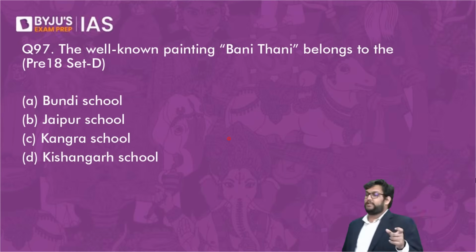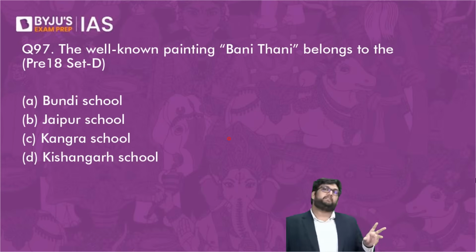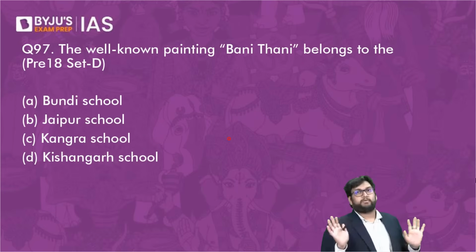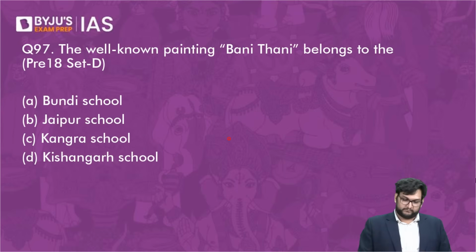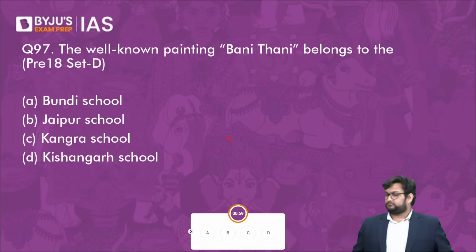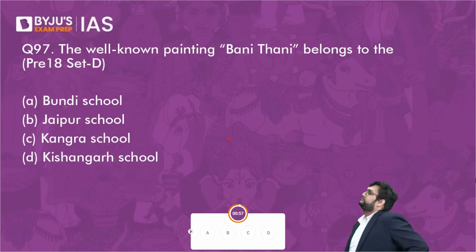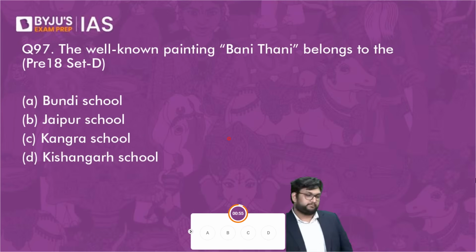If we don't get more than 85% here, then we stop here only. The well-known painting Bani Thani belongs to Bundi, Jaipur, Kangra, Kishangarh school. Remember, 85% and we stop.